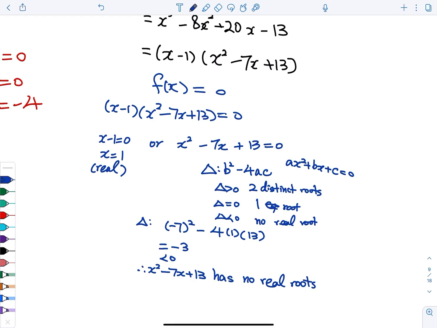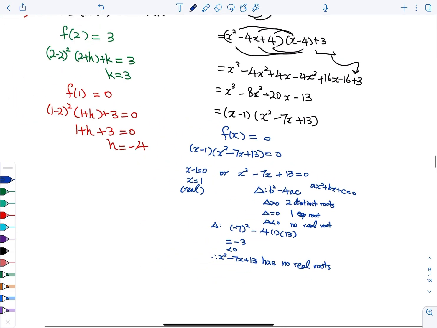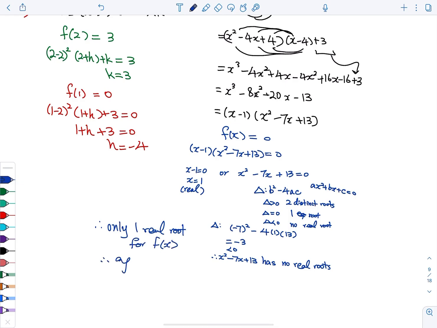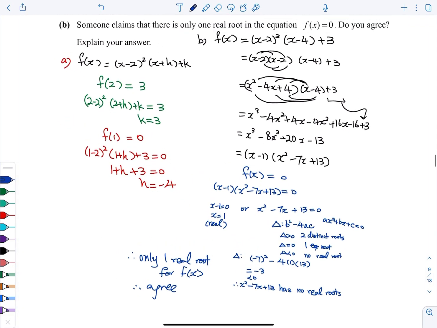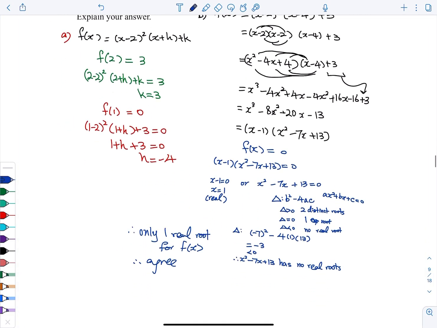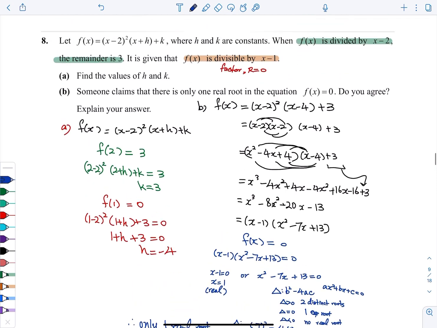Good? Easy peasy? That's good. So we know that this has no real roots. So how many real roots do we have? We have only one real root for f(x). So is the claim correct or not? So we agree. Cool. So this question was hard.